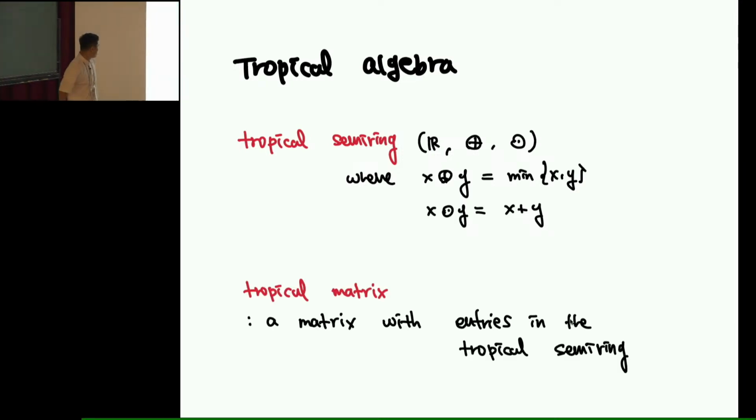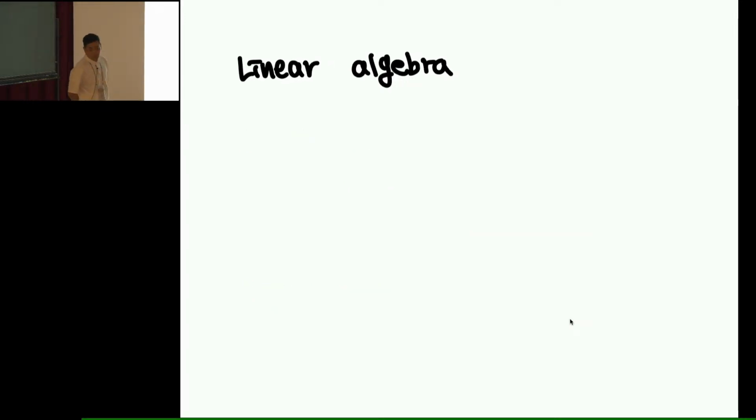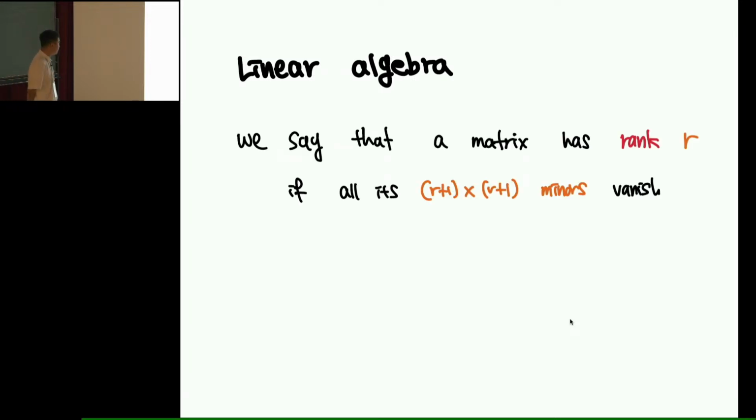From this, I'm interested in tropical matrices. I want to think about the concept of rank, and what happens in this tropical setting. But let me go back to linear algebra. Here's the definition that I want to stick to. We say that a matrix has rank at most r when all (r+1) minors vanish. There are many different ways to define the rank, but I want to stick to this definition because it fits our concept.